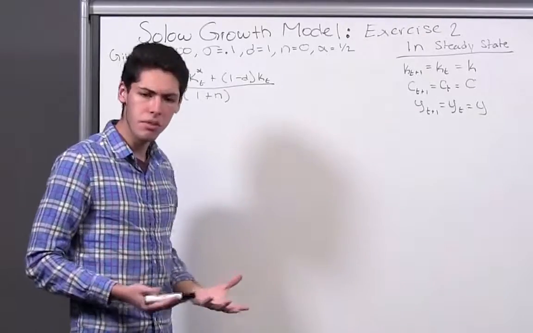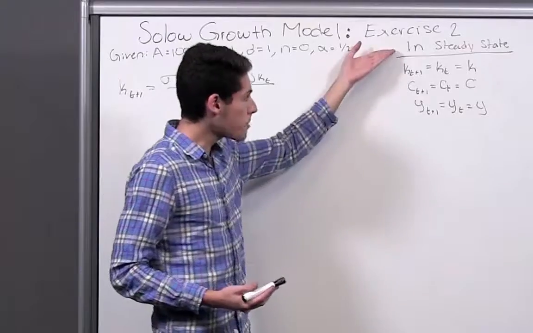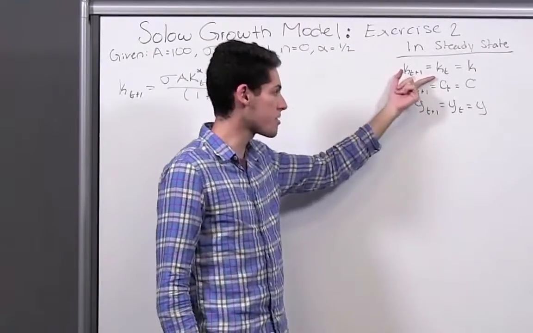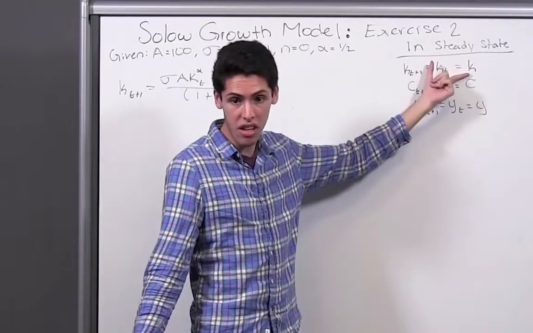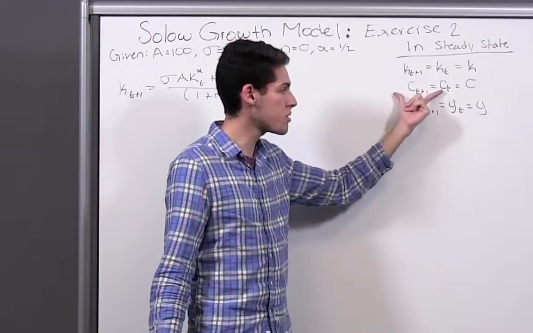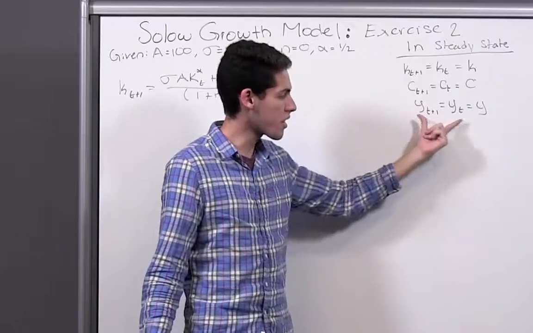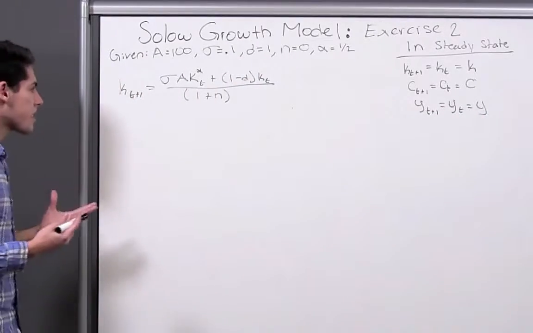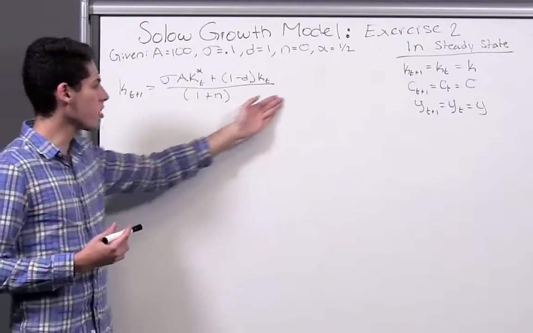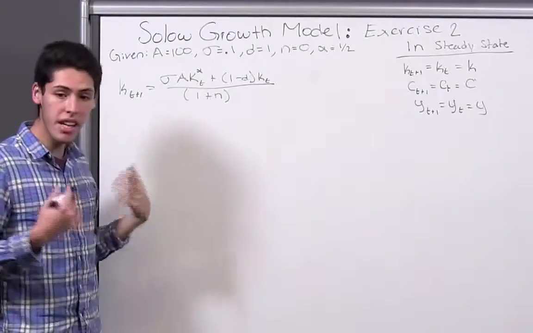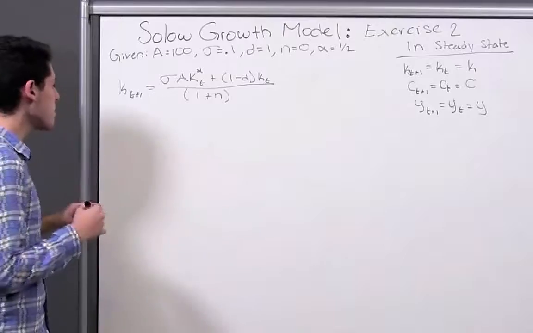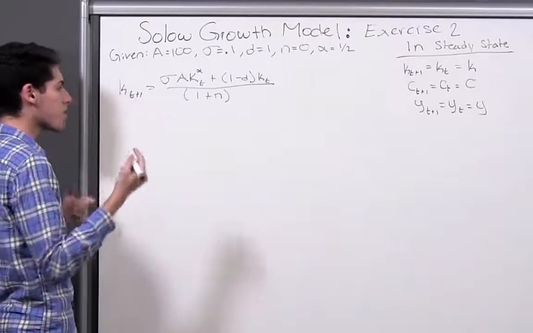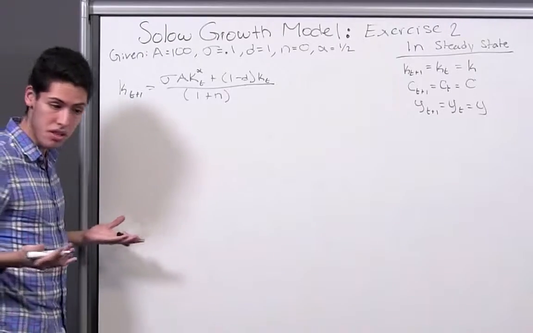But first, what are some properties of the steady state? Properties of the steady state are essentially that capital in the future is the same as capital today, so it remains a constant k. The same thing with consumption, and the same thing with output, constant. So, with that in mind, how can we use the law of motion of capital to find capital in the steady state? Well, we can just erase the t plus 1s and the t's, because all of them in the steady state should just be equal to k.